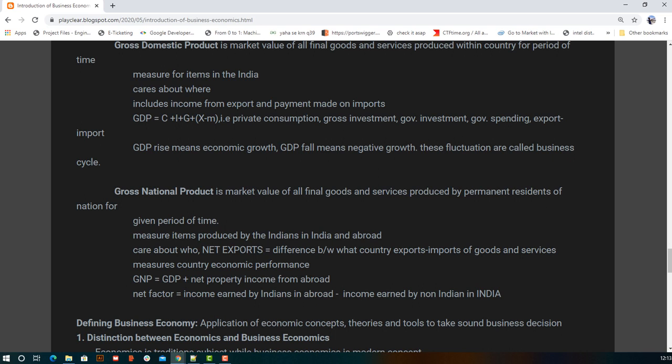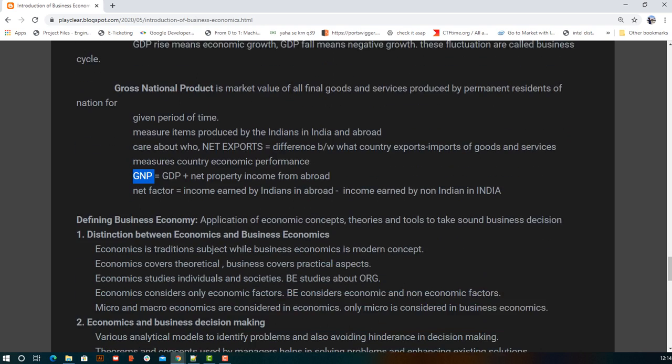So here, taking India as an example, it is the income earned by Indians abroad subtracted by income earned by foreigners in India. That is our net factor income, and this net factor income plus GDP is our GNP. So all these factors that we have studied were the factors which influence macroeconomics.